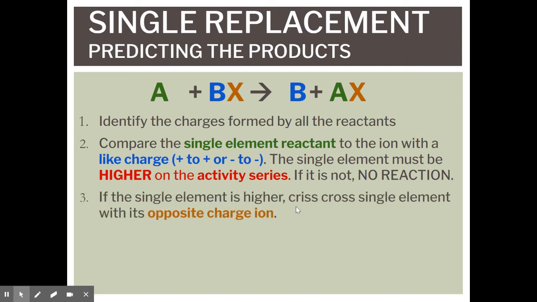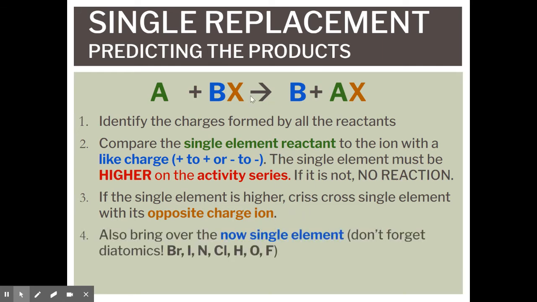Then you're going to do a little bit of crisscrossing. If this reaction occurs, then you are going to combine this new element with whichever opposite charged ion it would form a compound with, and that is going to be one of your products. The other product is whichever element got booted out, which is now its own individual product. You're not going to write any charges. It doesn't have any subscripts. It's just the lone element by itself.